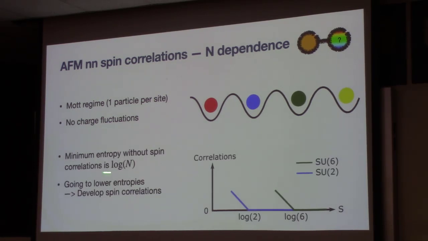So if the minimum entropy without spin correlations is log N, what this means is that when we go to lower entropies, we necessarily need to start developing correlations between the sites. If we make a cartoon of this, it illustrates that for an SU(6) system, when the entropy is around log 6, we should start seeing how correlations develop. So with that argument, we can sort of understand why that happens.